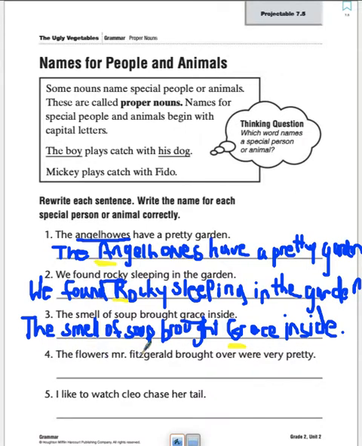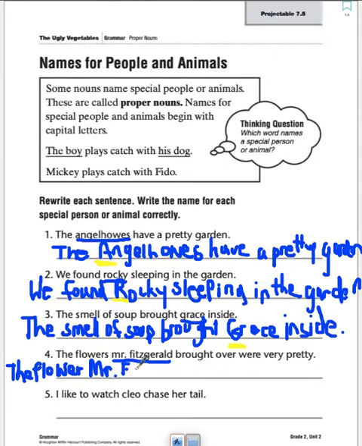The flowers Mr. Fitzgerald brought over were very pretty. Well, what is the name of the special person or animal in that sentence? Right here we have Mr. Fitzgerald. Now, what's special about this one, I'm going to start it all the way over here because there's so much writing to do. What's special about this one is that we have to start Mr. and Fitzgerald both with a capital letter because that's two parts to his name, and since both words are part of his name, they both need to start with a capital letter.